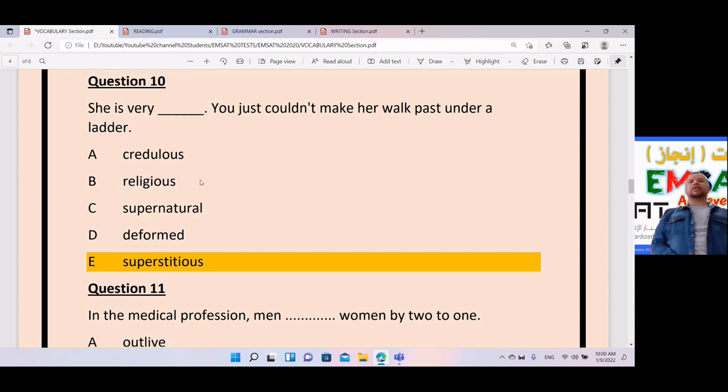Question 10, you just couldn't make her walk under a ladder. So superstitious, an adjective coming from the noun superstition. Superstition is when you believe in something not logical, like believing in ghosts and so on. So she is very superstitious. You just couldn't make her walk under a ladder, because she is always superstitious.